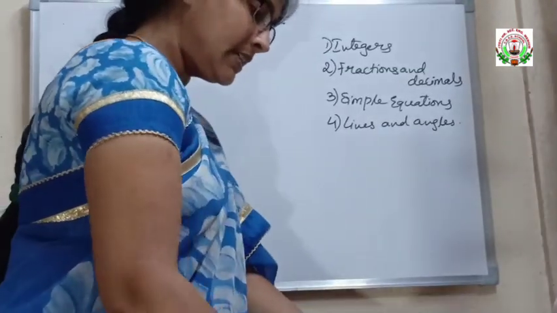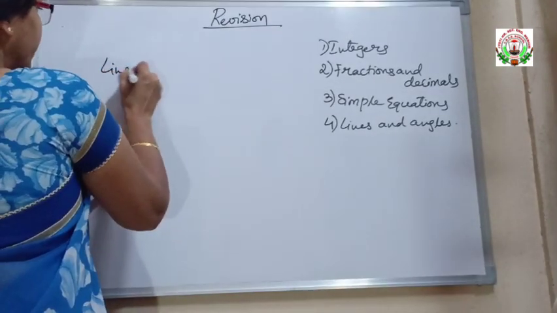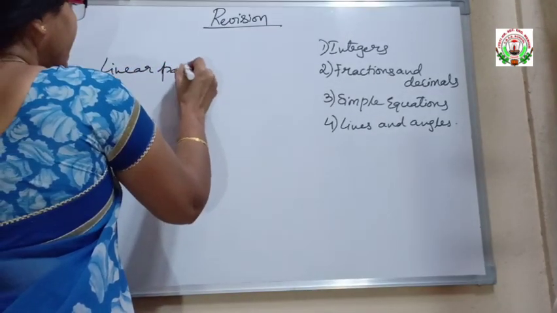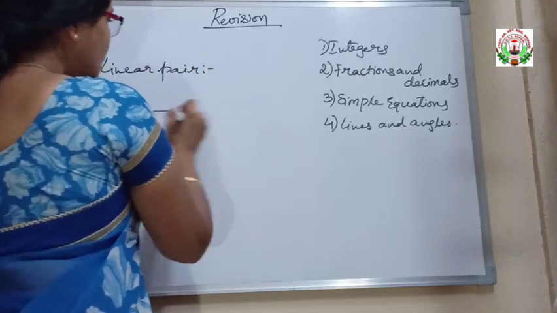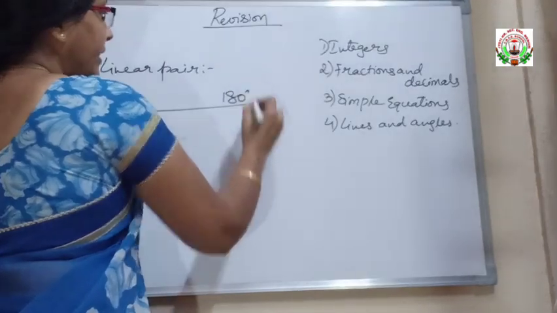Lines and angles, linear pair. Linear pair means angles on a straight line, which means the angles will add up to 180 degrees.